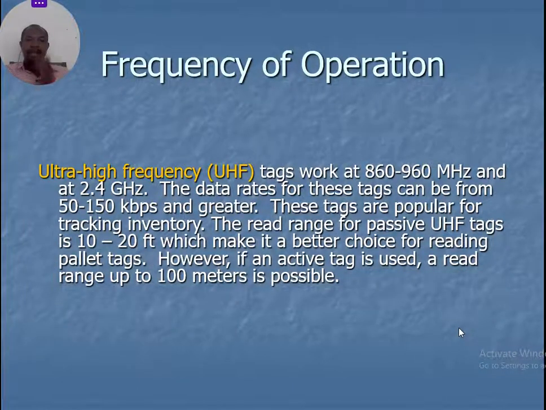Now, let's go to ultra high frequency. For ultra high frequency, the tag works at 860 to 960 megahertz, and up to about 2.4 gigahertz bandwidth. The data rate, that is the speed, for these tags can be from 50 to 150 kilobit per second.